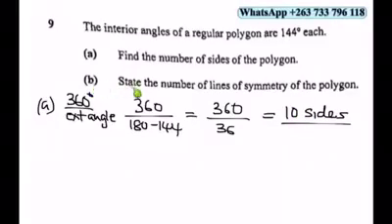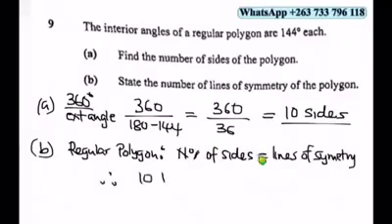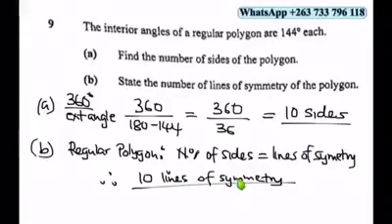Then on part B, state the number of lines of symmetry of the polygon. If the polygon is regular, then the number of sides is equal to the number of lines of symmetry. Therefore, this means we have 10 lines of symmetry. So number of sides goes to lines of symmetry, so this will be 10 lines of symmetry.